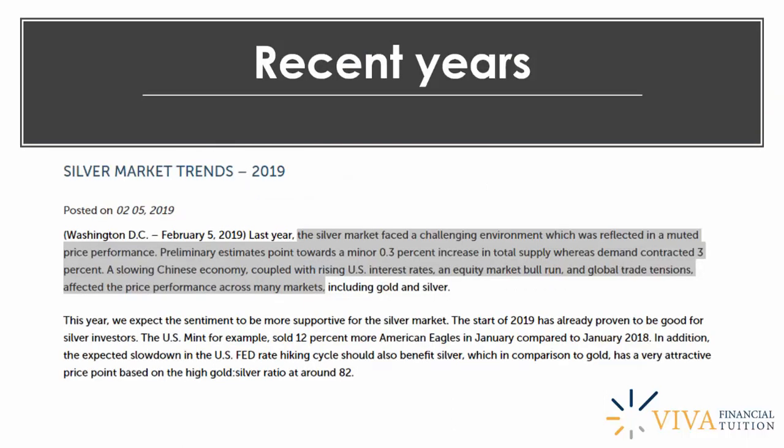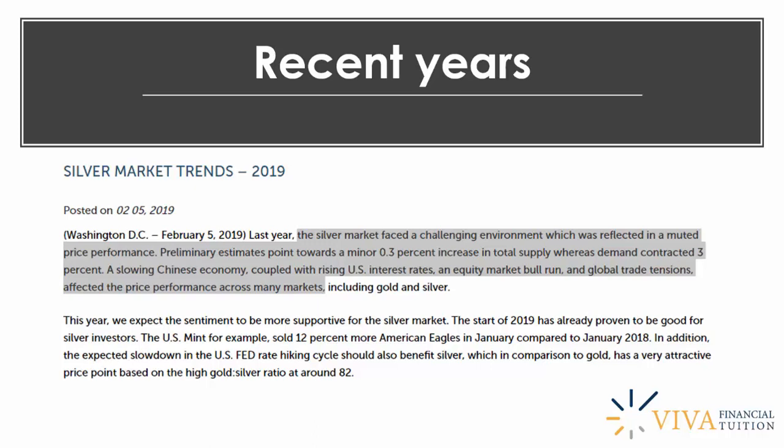What have things looked like in recent years? Well, last year in 2018, the silver market faced a very challenging environment, which was reflected in a muted price performance. Preliminary estimates point towards a minor 0.3% increase in total supply, whereas demand contracted 3%. A slowing Chinese economy, coupled with rising US interest rates, an equity market bull run, and global trade tensions, affected the price performance across many markets.